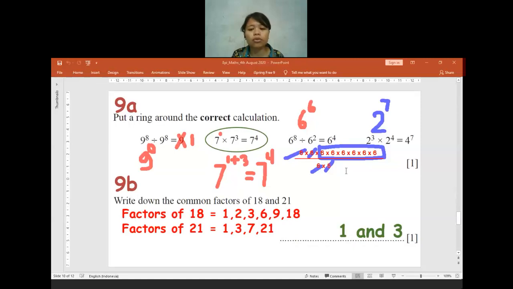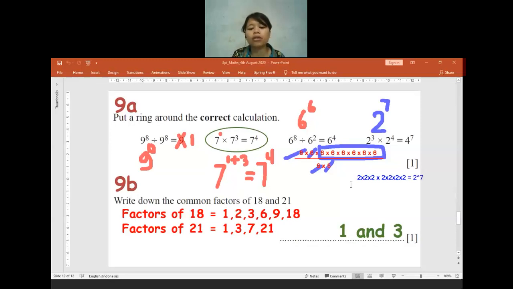If you still do not believe, I can make a proof. So 2 to the power of 3, it means there are 3 numbers of 2 that I need to multiply, and then I will multiply it with 2 to the power of 4. 2 to the power of 4 means there are 4 numbers of 2. In total, in the end I will have 7 numbers of 2 and then I need to multiply all of them. That's why it will be 2 to the power of 7, not 4 to the power of 7.